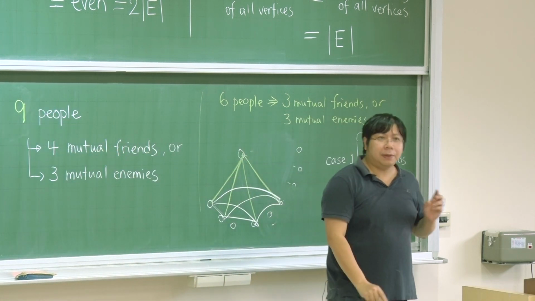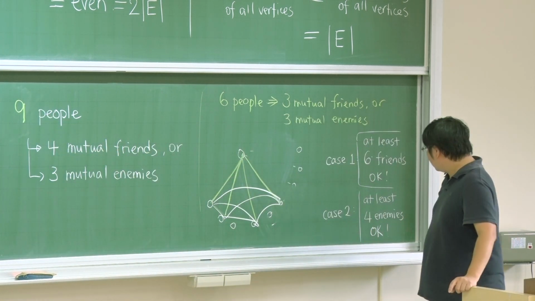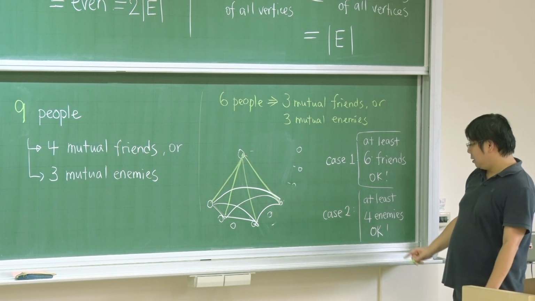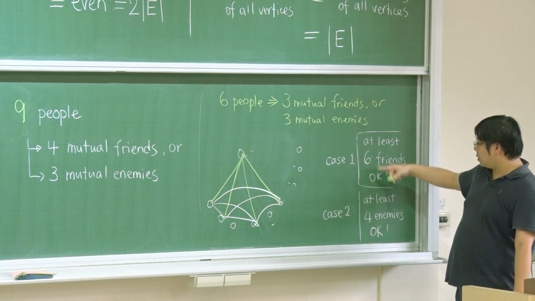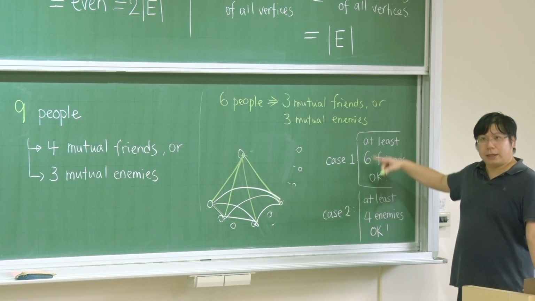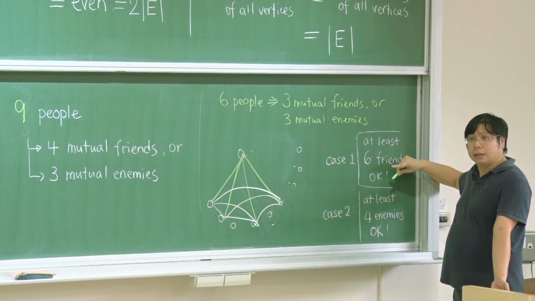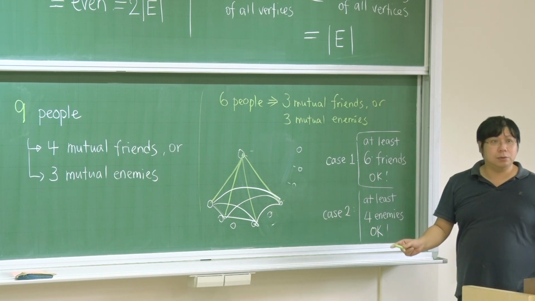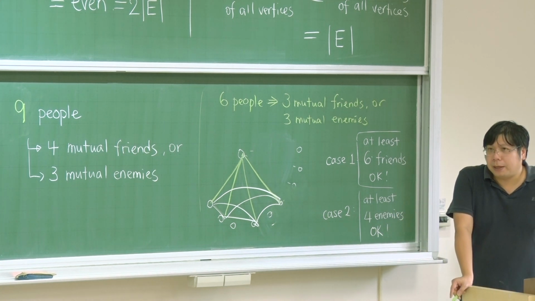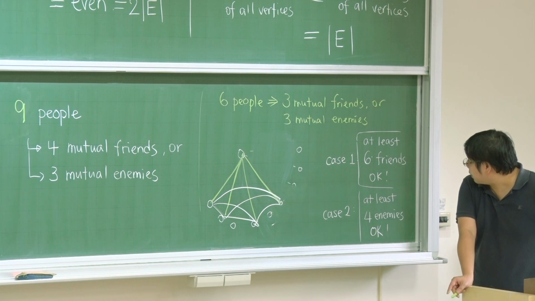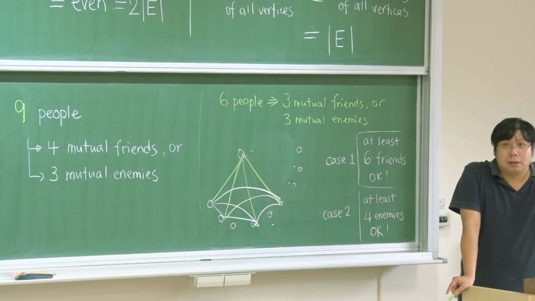Now, let's change this problem to, let's say we have just 9 people. Now when we have 9 people, the story changes a lot, because it is not like case 1 and case 2. If you have at least 6 friends, it will be okay. If you have at least 4 enemies, you will be okay. But it may be a case that you don't have at least 6 friends or you don't have at least 4 enemies. What is that case?